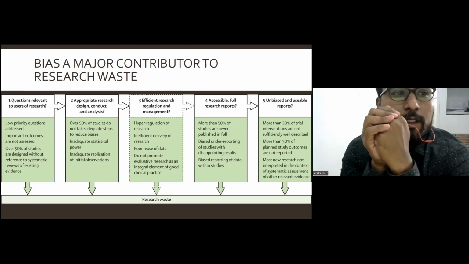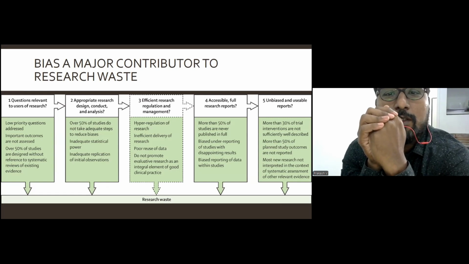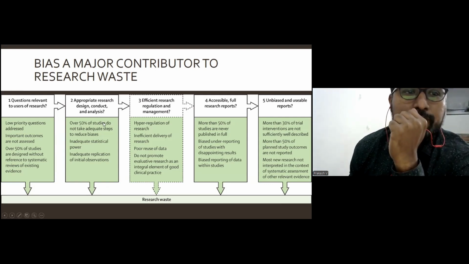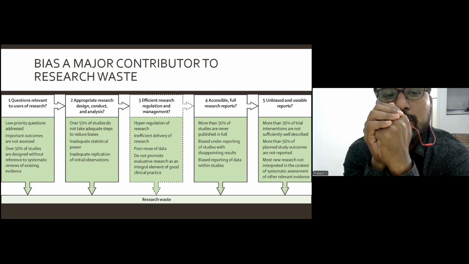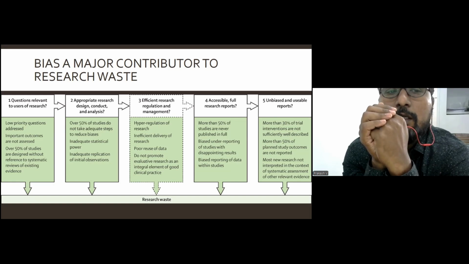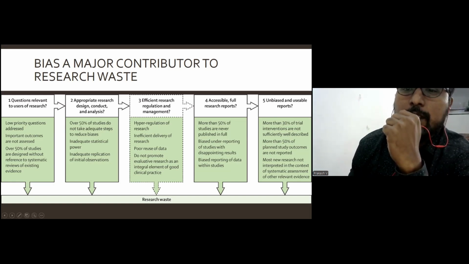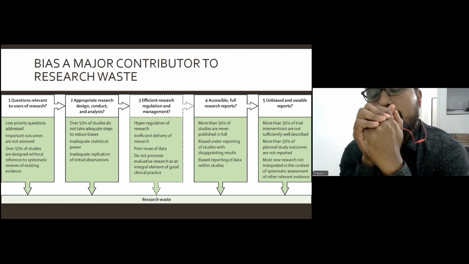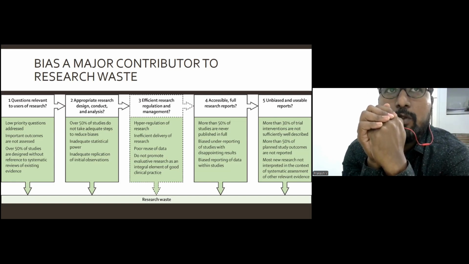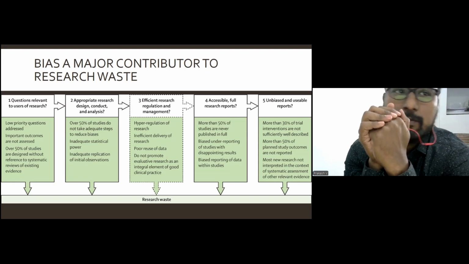Now, to further emphasize the problem of bias in research, these are five important reasons why the research that is conducted is wasted. As you can see, one of the reasons is that 50% of studies do not take adequate steps to reduce bias. So that again emphasizes the problem of bias. And the fifth one is related to publication bias, that people are not publishing trials, and even when they publish, they don't really report clearly what they did. So again, it becomes useless.